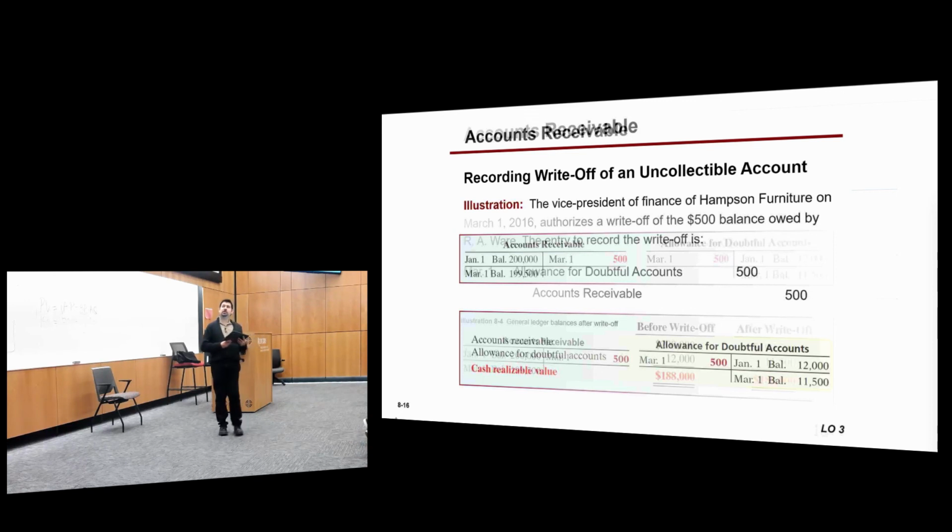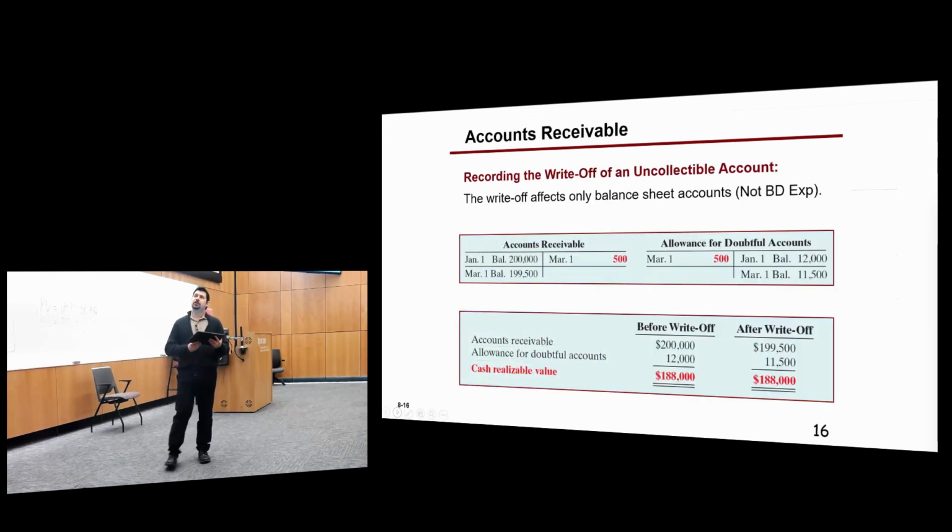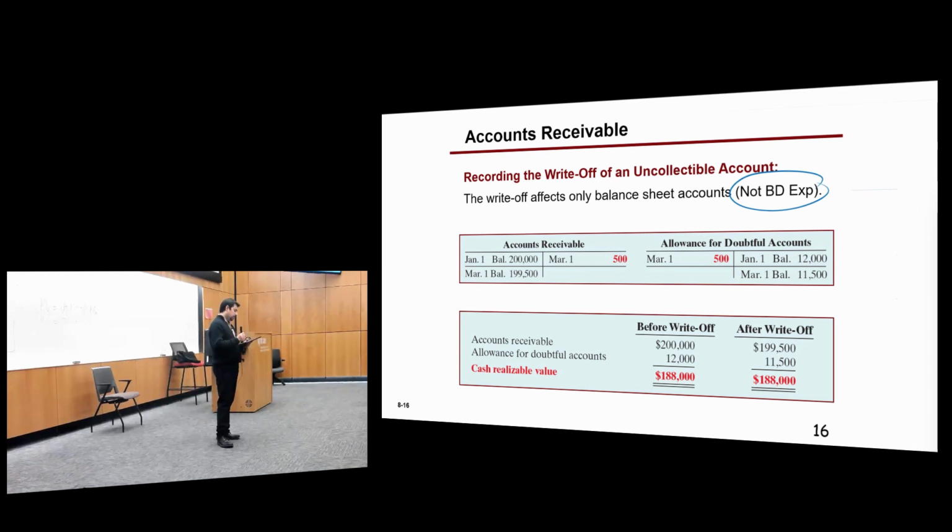So this is a comparison. When you look at the write-off, it does not affect bad debts expense. The cash realizable value does not change before and after the write-off. It's not going to affect cash realizable value, because the cash realizable value depends on your original estimation of the bad debts expense. Any questions?